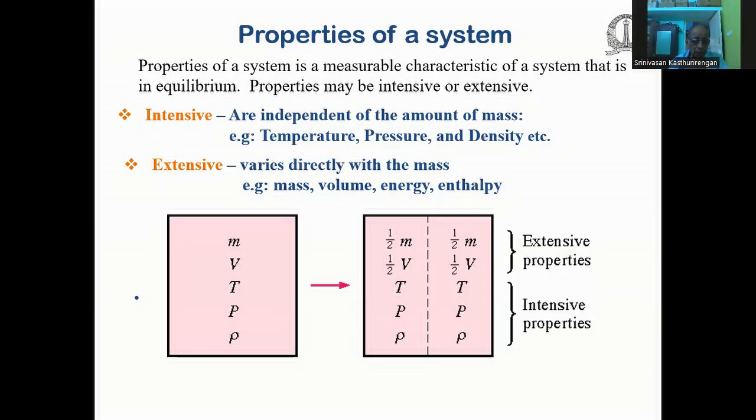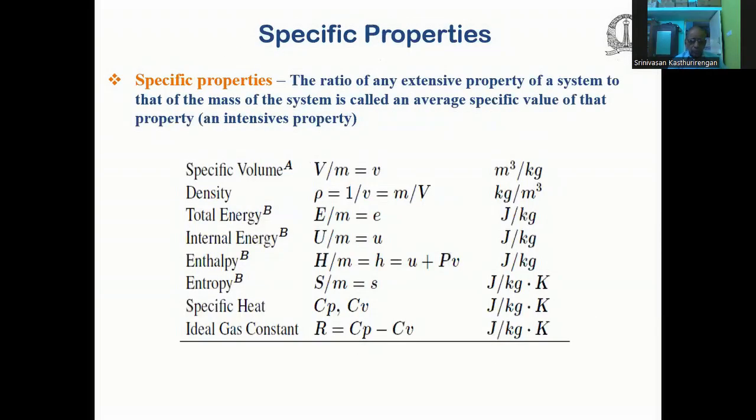There are also properties related to that, called specific properties. The word specific indicates that it is per unit mass, and therefore these are intensive properties. You can see there are a number of properties that can be considered: specific volume, density, total energy, internal energy, enthalpy, entropy, specific heat, ideal gas constant. All these refer to intensive properties. The expressions are given here, and you can go through each one of them.